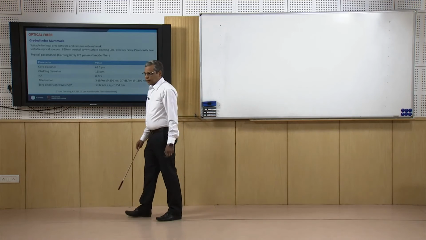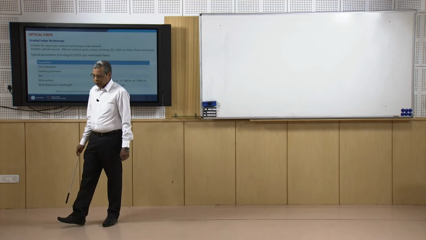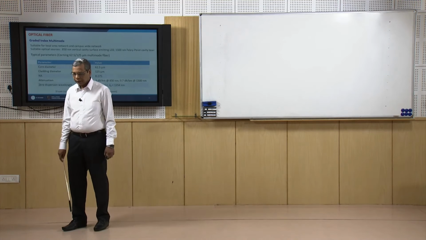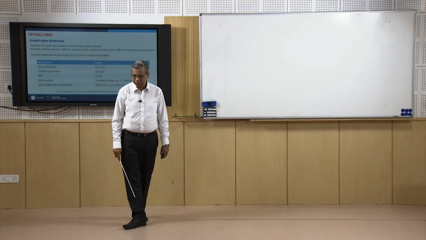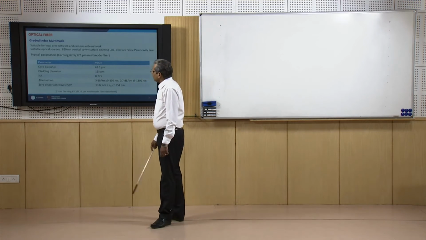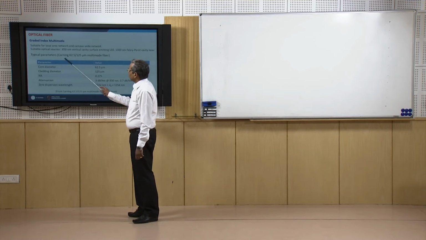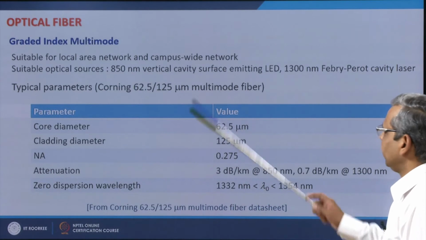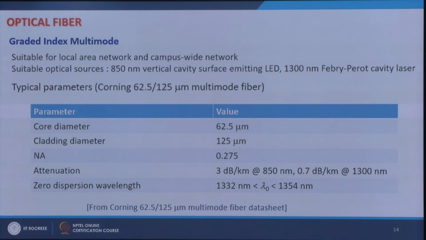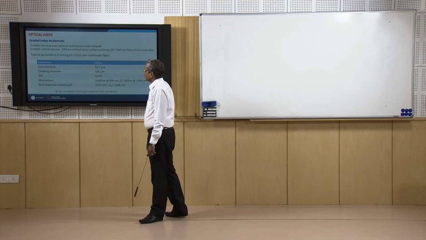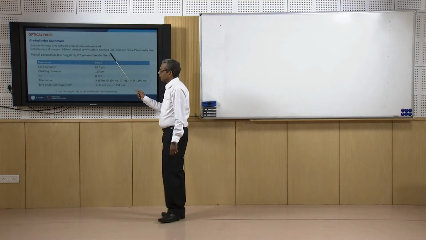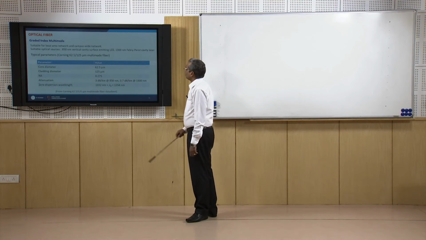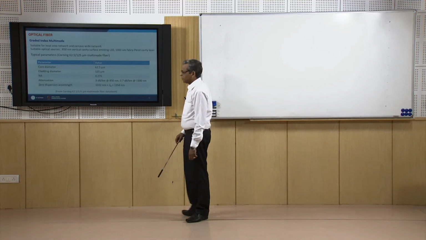Now, if I look at typical fibers which are used in telecom systems, then you have graded index multimode fiber and step index single mode fiber. A graded index multimode fiber is suitable for local area network and campus wide network. What type of optical sources would you use while using this fiber? Well, you can use an 850 nanometer vertical cavity surface emitting LED, or a 1300 nanometer Fabry-Pérot cavity laser diode.